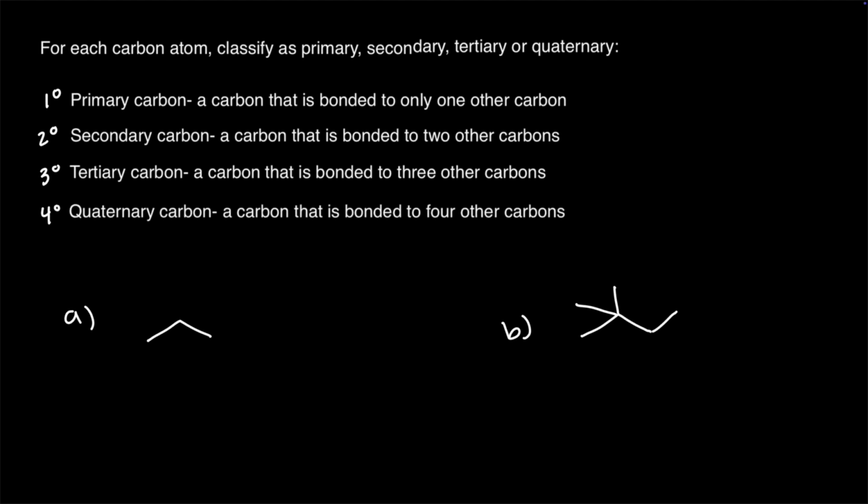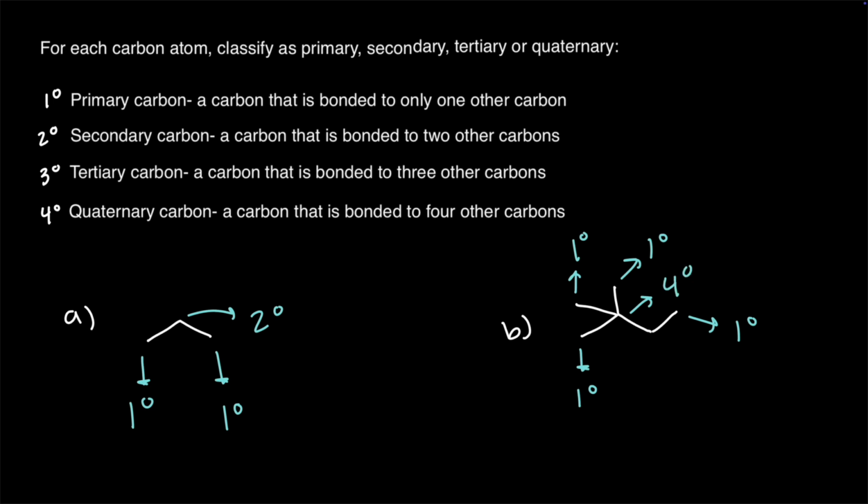For A, the CH3s are only bonded to one other carbon, so they are both primary. For CH2, it is bonded to two other carbons, so it is secondary. For B, the CH3s are only bonded to one other carbon, so they are all primary carbons. For C, it is bonded to four other carbons, so it is a quaternary carbon. And for CH2, it is bonded to two other carbons, so it is a secondary carbon.